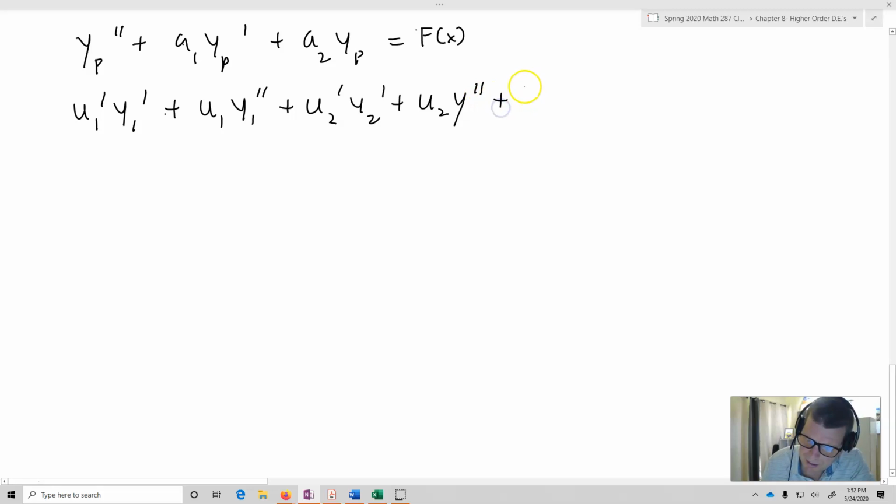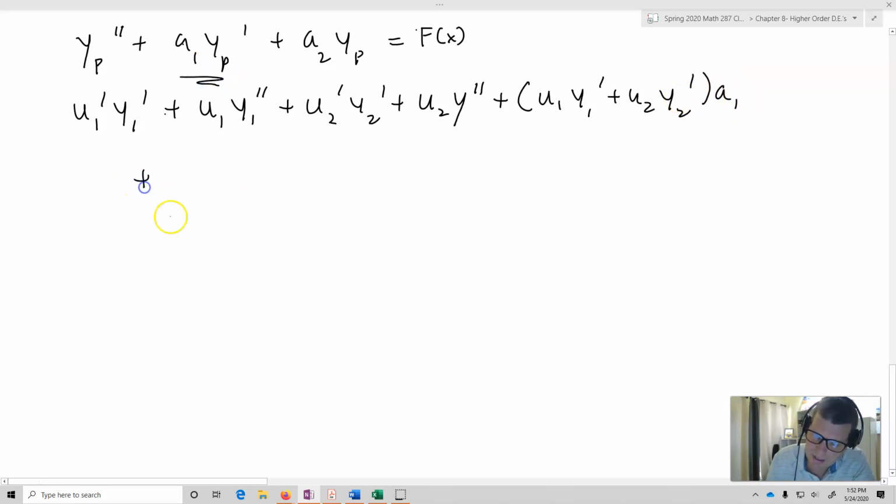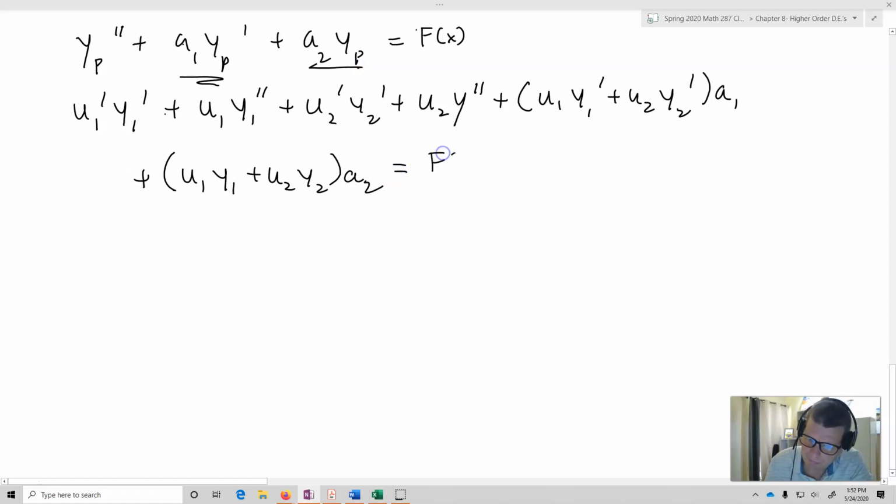Then what we're going to get is u1 y1 prime plus u2 y2 prime times a1, and that's going to be our second term. And finally we'll have the original function, u1 y1 plus u2 y2, times a2, and that's our third term. And that's going to equal f of x.